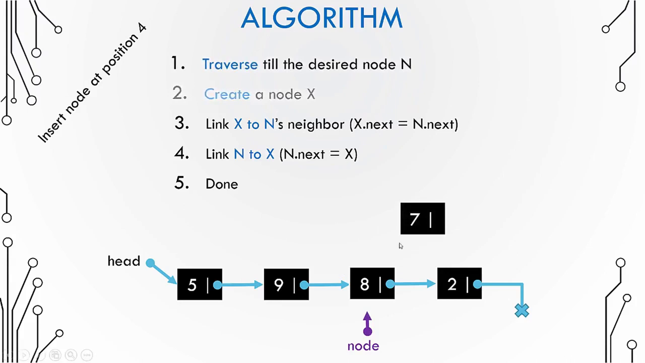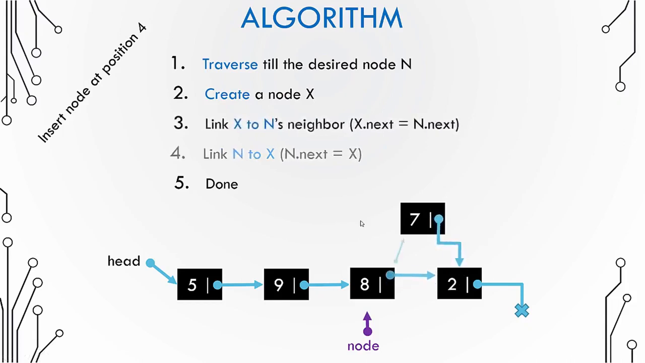Now our goal is to point 8 to 7 and then point 7 to 2. How do you do it? Well, you already know the address of this node 2, which is pointed to by this node 8. So basically you can just use this link and link this node 7 to 2. Now 7 is connected to node 2.